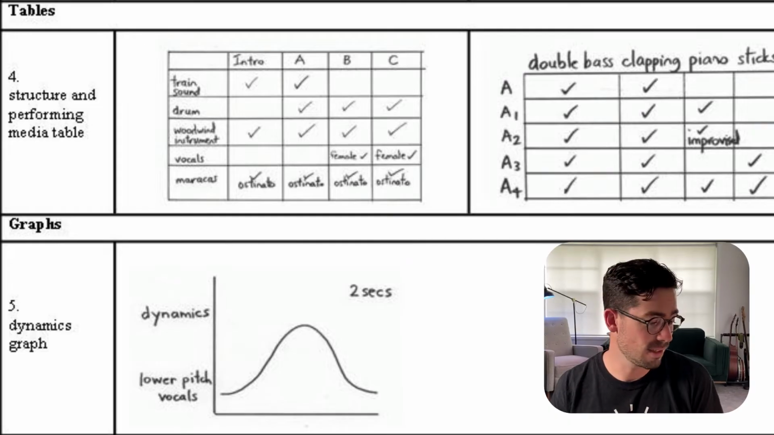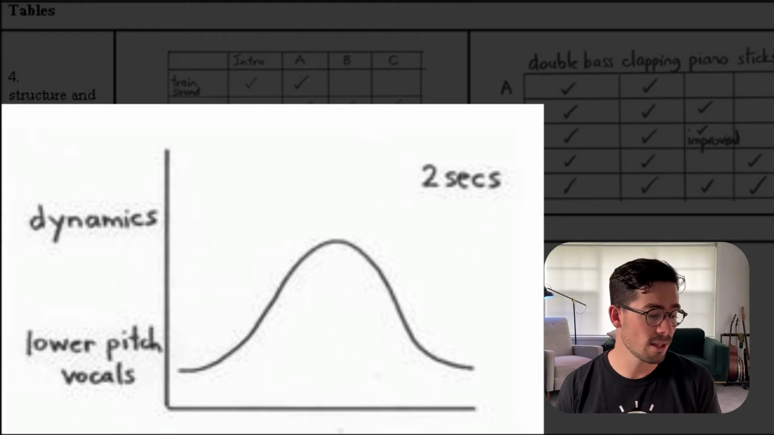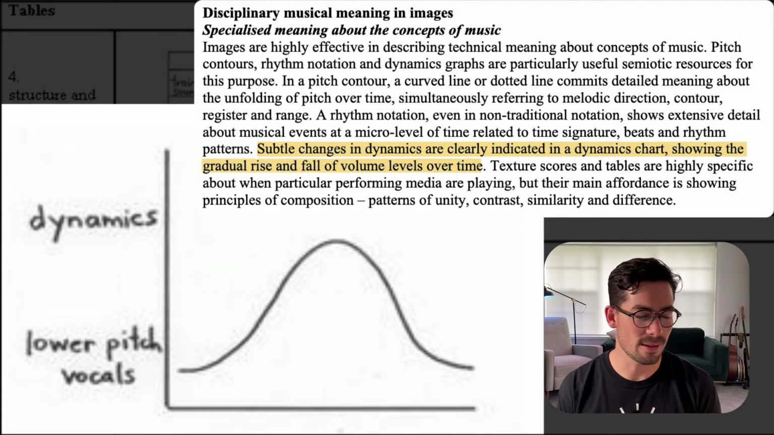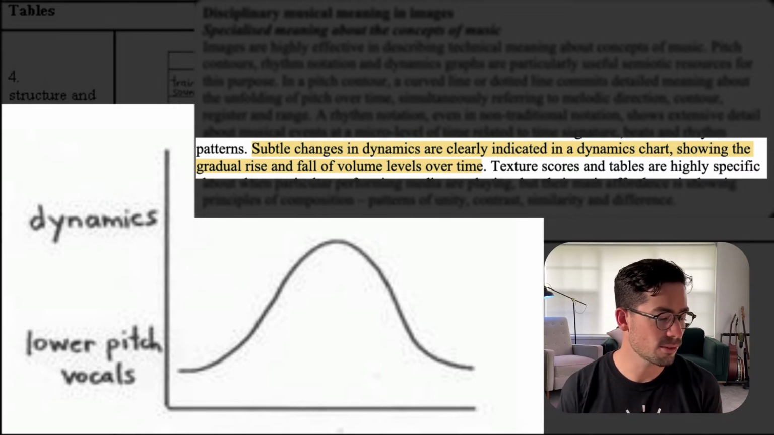Graphs also work great to describe other musical concepts such as dynamics. Let's check out an example. Here the y-axis is used for dynamic level, and the x-axis is musical time. Subtle changes in dynamics are clearly indicated in a dynamics chart, showing the gradual or sudden rise and fall of volume levels over time. Trish says these types of specifications demonstrate acute aural awareness, and if correct, are the kinds of meanings that the examiners value highly.